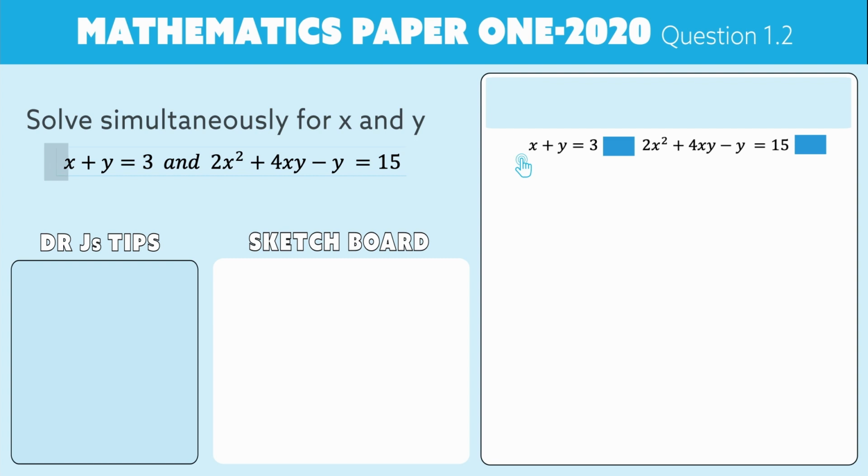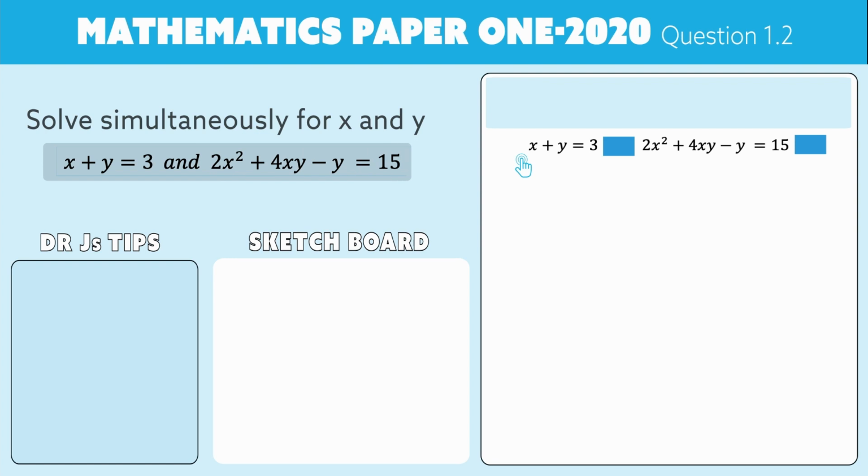There's the linear equation, x plus y equals 3, and then there's an equation of higher order. That means it's either a quadratic or a cubic. It could possibly be a hyperbola. In this case, it is a second degree equation in x and y. It reads 2x squared plus 4xy minus y equals 15.